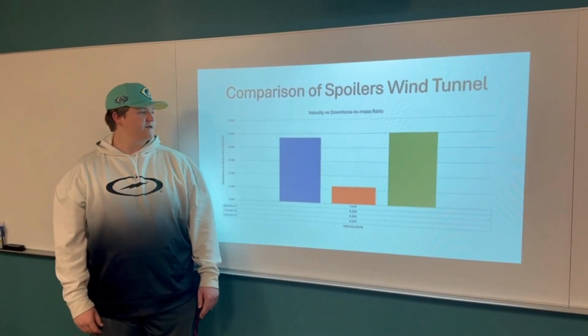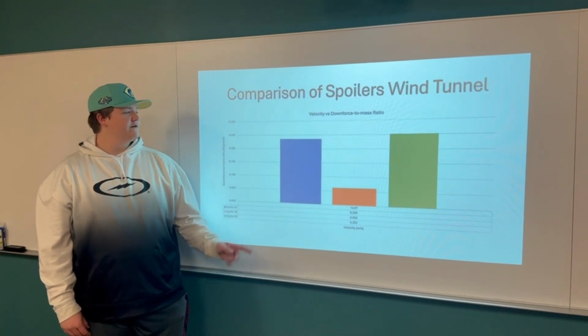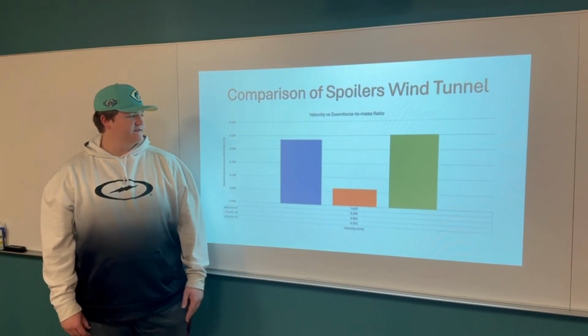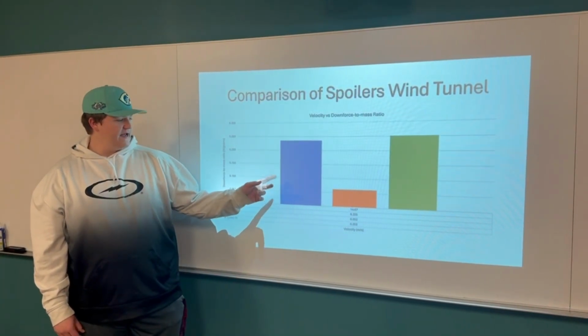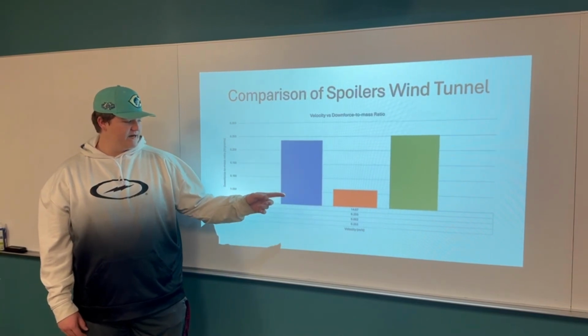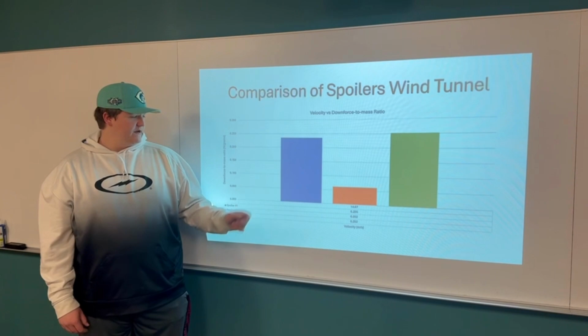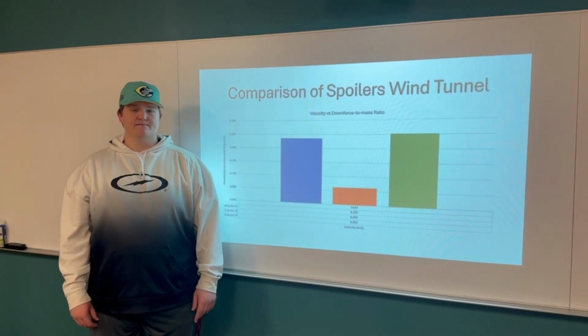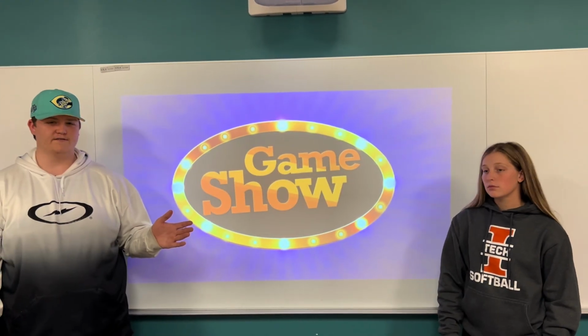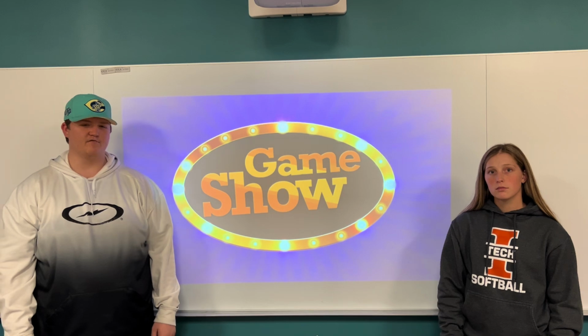Alright, so this chart shows the comparison of the downforce to mass ratio for each different spoiler through the wind tunnel testing. Haley being in blue, Ryan in green, and Ben in orange. We can see that Ryan won this competition. Haley finished second, and Ben was in last again. Our winner for the wind tunnel testing was Haley, who barely squeaked out a win.